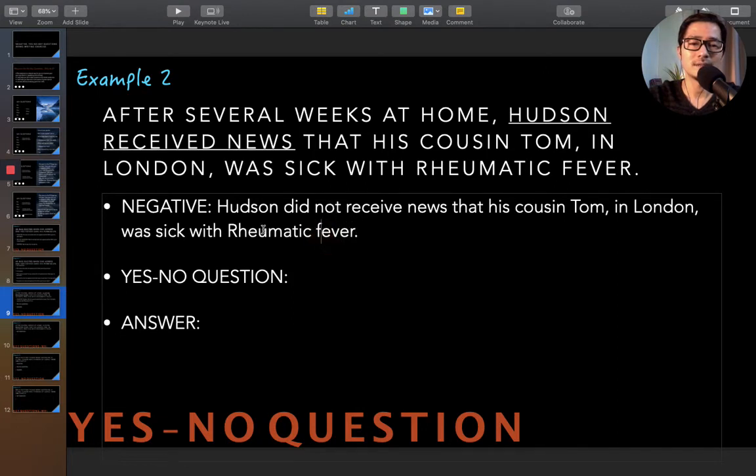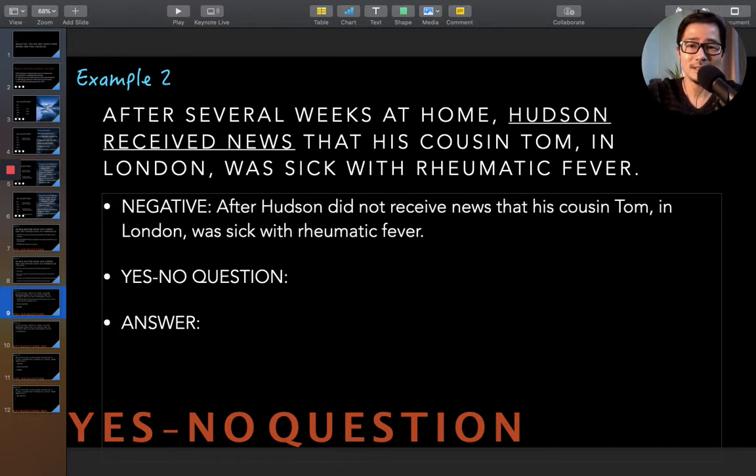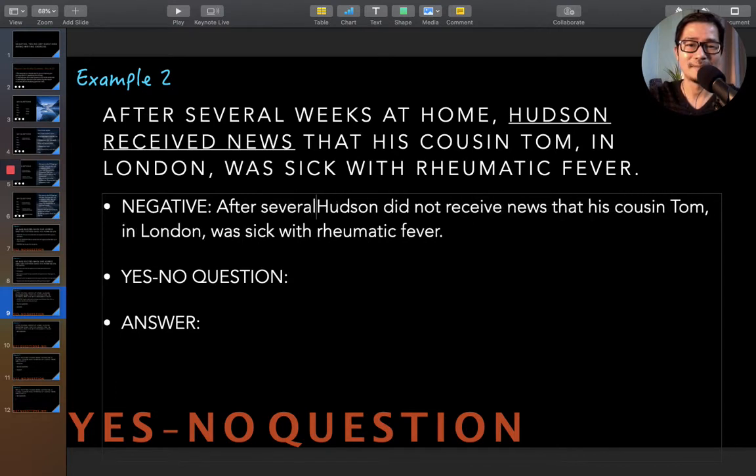I don't think we need to capitalize that. Do we need to capitalize that? Okay, now I realized I cannot put this after several weeks at home. I cannot put it right here. I was not receive its sick with rheumatic fever after several weeks at home. Yeah, so it's better to keep it here. Okay, I was wrong. Sorry about that. But at least we gave it a try. So it should be here.